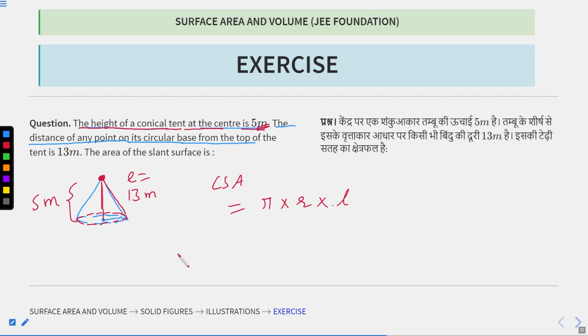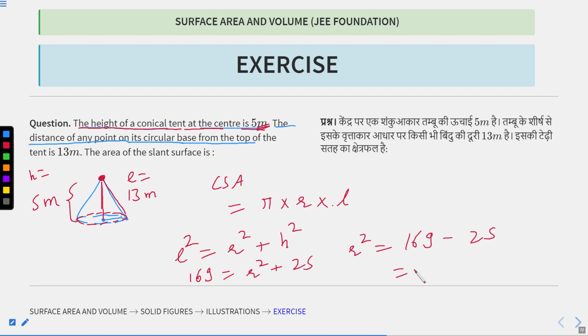So from this information I know the relationship l square is r square plus h square. l is given as 13, h is given as 5. That means 13 square is 169, which is equal to r square plus 5 square, which is 25. Solving it gives 169 minus 25, which is 144. That means r is 12. So now r is 12.